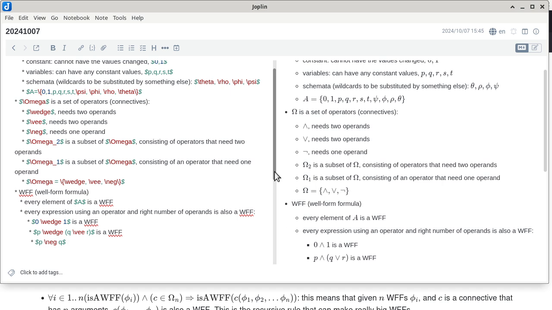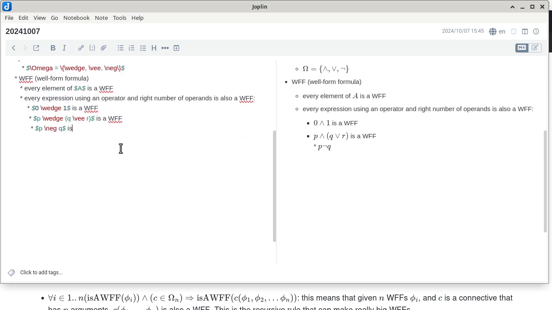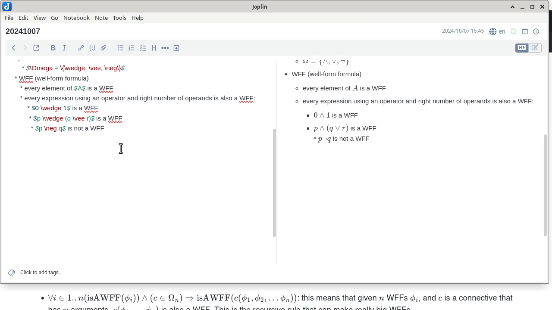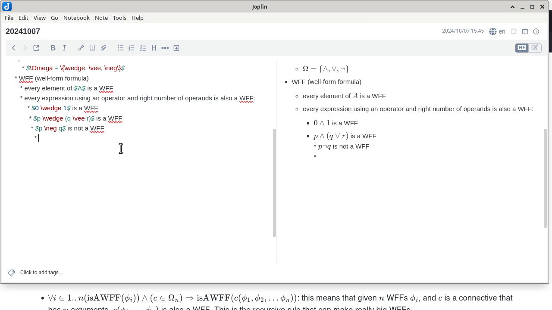P negate Q. This is not well-formed. Okay, so let me scroll up here. It is not a well-formed formula. We can have even more examples. Let's say we have just a single wedge. Wedge P is not a well-formed formula because what happened to the other side of the wedge? Is that okay? So anytime you supply the wrong number of operands to a connective or operator, it is not well-formed. And anything that makes use of at least one component that is not well-formed is automatically also not well-formed.